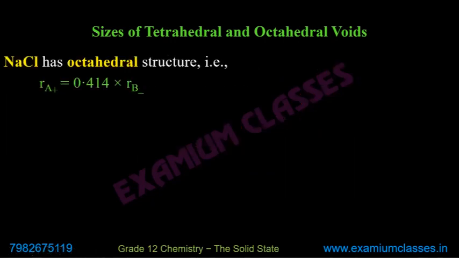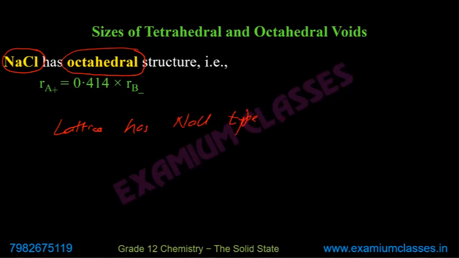NaCl has octahedral structure, and in questions, many times you won't be given that. There will be some question that there is a lattice having NaCl type structure. So if the question says that the lattice has NaCl type structure, you need to remember it means we are talking about octahedral voids. There will be octahedral voids, and for octahedral voids, you know r plus is equal to 0.414 r minus.